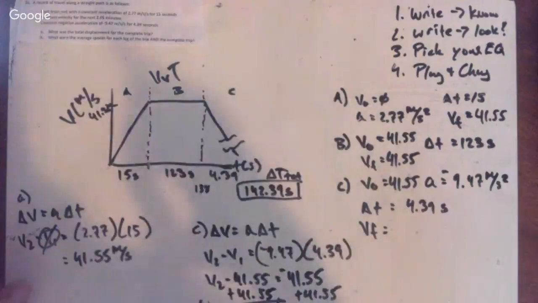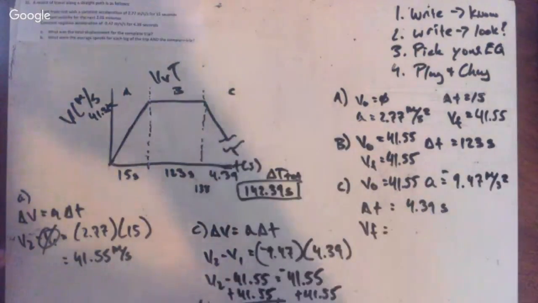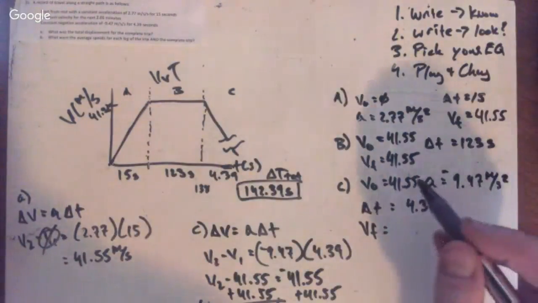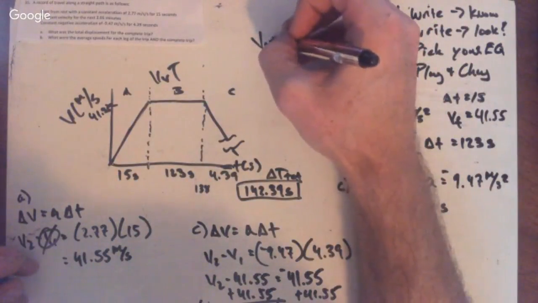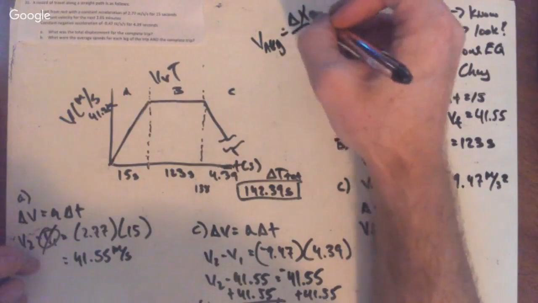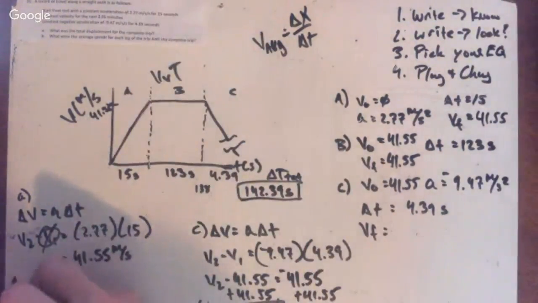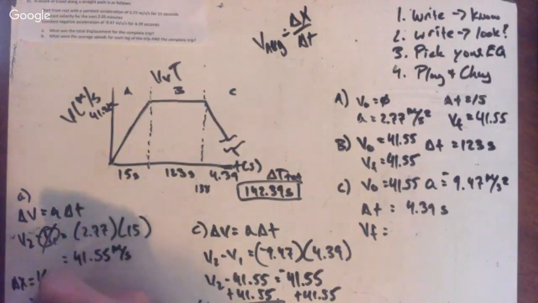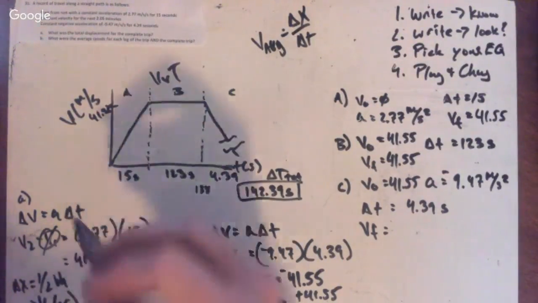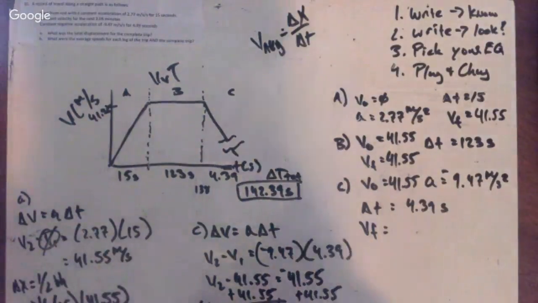Now, we're supposed to calculate the total displacement for the entire trip and what the average speed for each leg of the trip was, and for the entire trip. So we're going to calculate displacement in chunks and our average speeds over that period of time, because we have our times. Our average speed or average velocity is just our delta x over delta time. Bringing back a classic. Okay, so this delta x for part A is going to be the area of this triangle. So 1/2 base times height, where the base is 15 seconds, and our height is our change in velocity, or 41.55. So let's go ahead and calculate that.